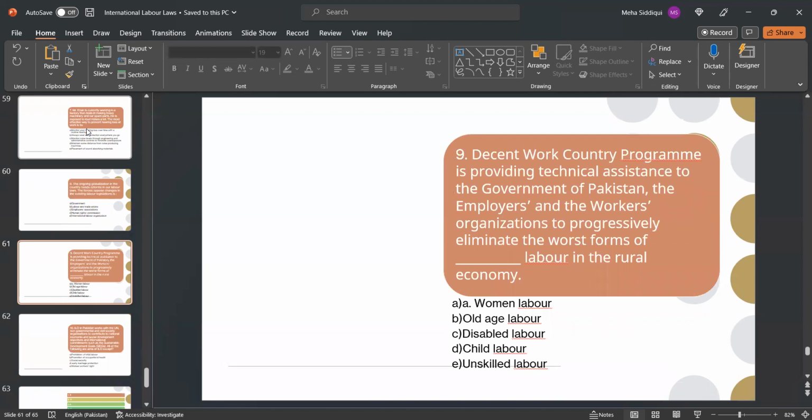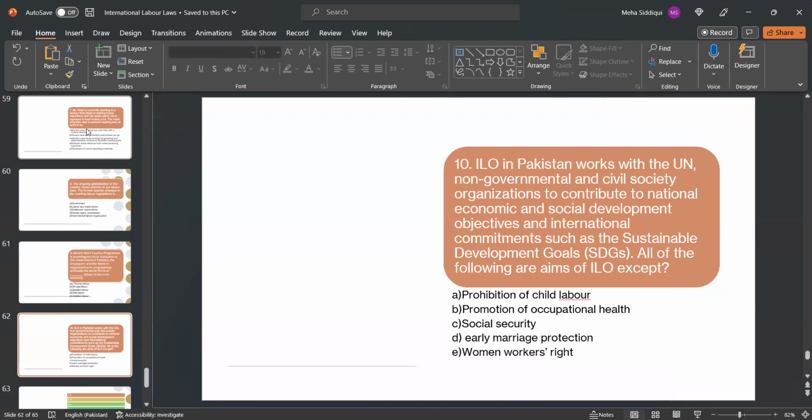MCQ number 9. The Decent Work Country Program is providing technical assistance to the government of Pakistan, the employers, and the workers' organizations to progressively eliminate the worst forms of dash labor in the rural economy. Woman labor, old age labor, disabled labor, child labor, unskilled labor. It is D. Child labor, yes.